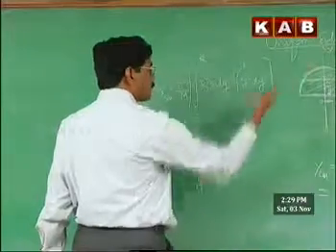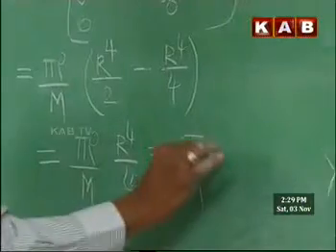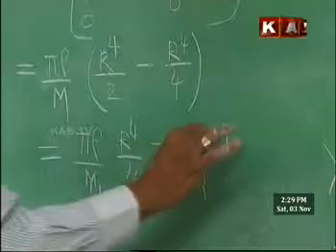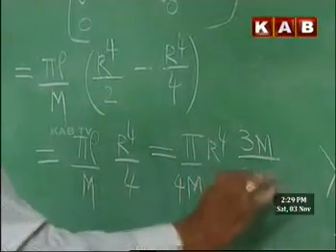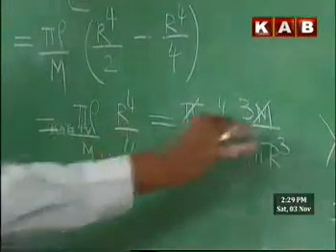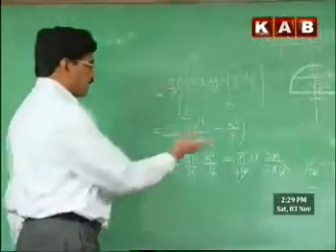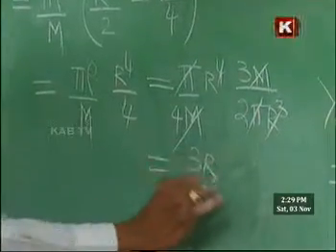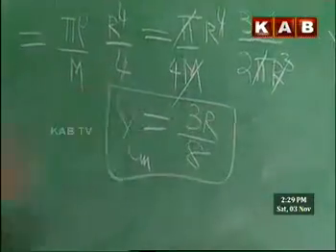But the rho value we substitute from here. Pi by m R to the power of 4 by 4, this we have written, rho value 3m by 2 pi R cube. M gets cancelled, pi gets cancelled here. Out of R4, 3R cube, one R is cancelled. Numerator is 3R, denominator is 8. Therefore, YCM is 3R by 8.